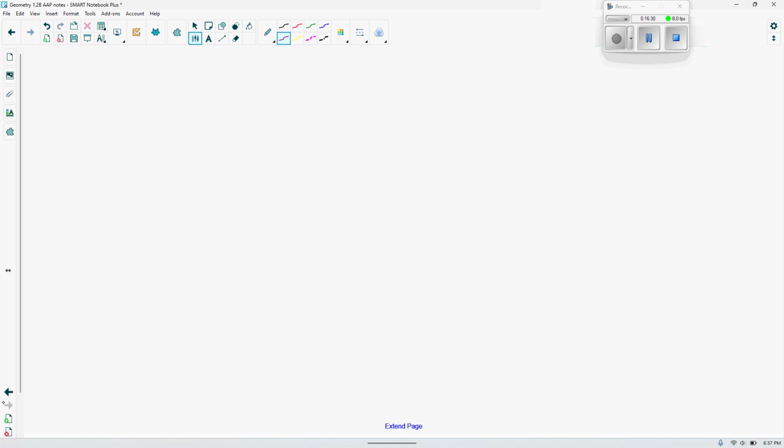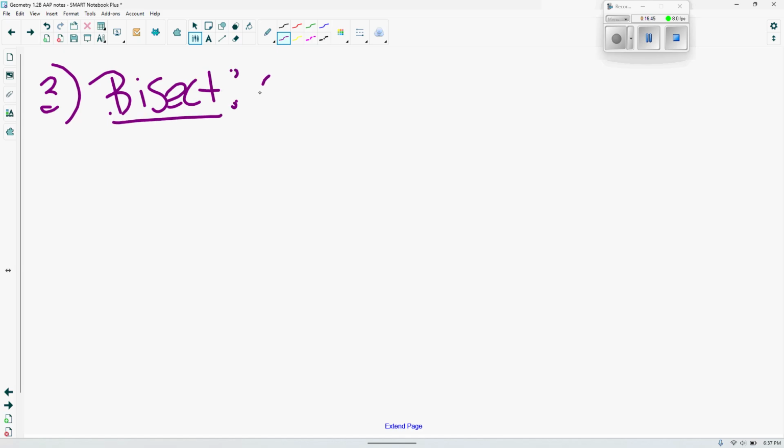All right, we're going to add another problem. So example number 3. First, we want to talk about a vocab word, bisect. We'll talk about bisectors again in a couple days, but right now you just need to know that bisect means cuts in half. Okay? So anytime you see the word bisect, it's telling you that it cut it in half.